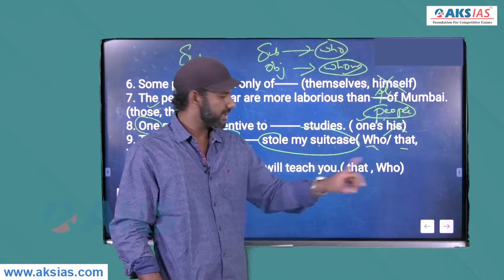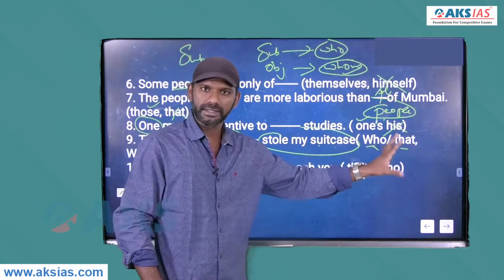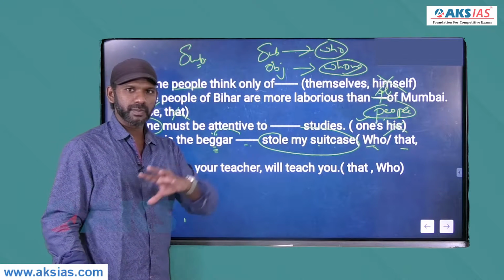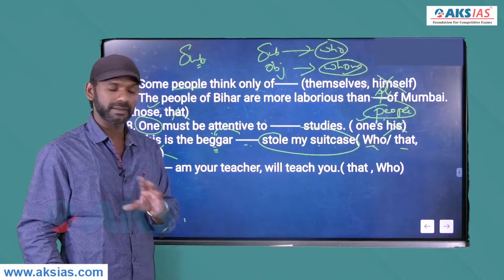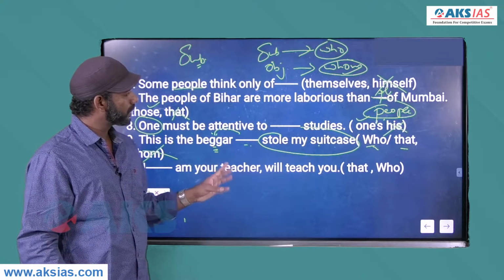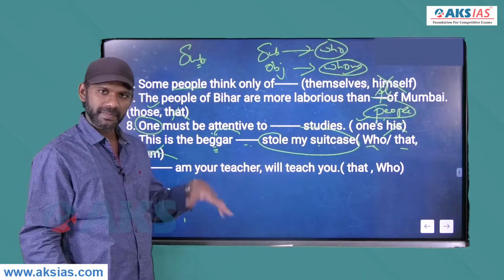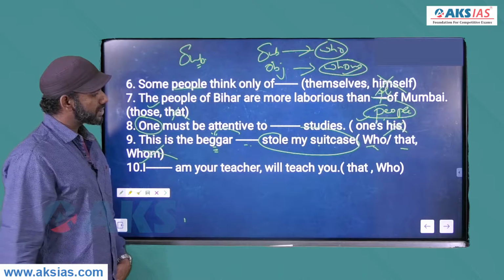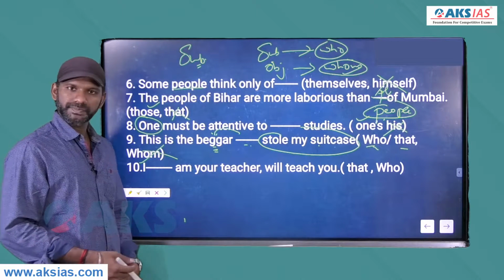So we have only two options here. The first option is who or that. The other option is whom. Right? We'll come across questions where we have to differentiate between who and that. So here in this case, this is a beggar who stole my suitcase. Come on, next one. I dash am your teacher will teach you.